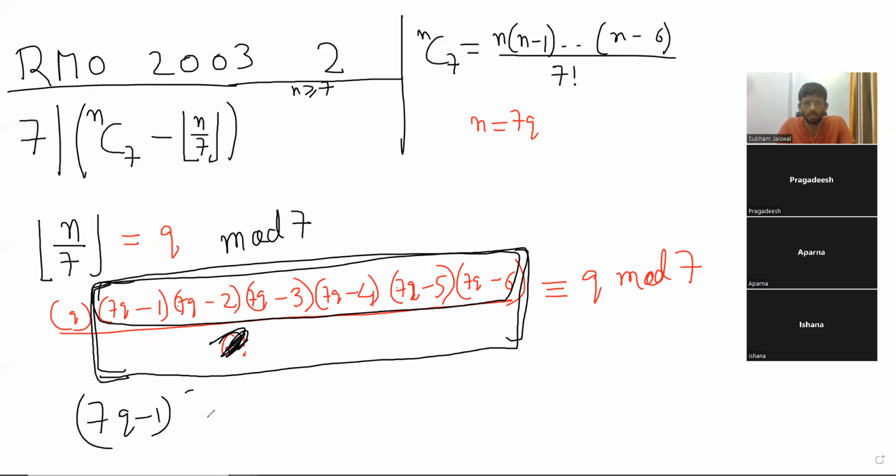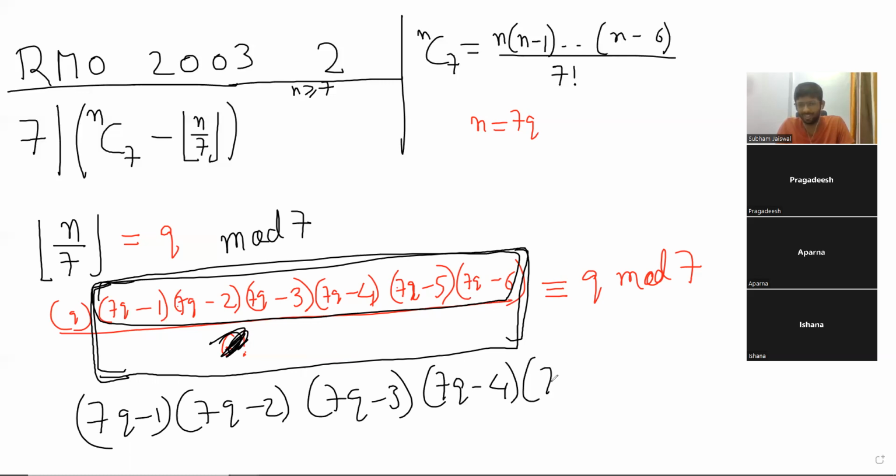7q minus 1, 7q minus 2, and so on. What remainder does this leave when divided by 7? The only hint I can give is that it's not different. What is the remainder when this is divided by 7? 6 factorial. Yes, right? Everybody sees that.